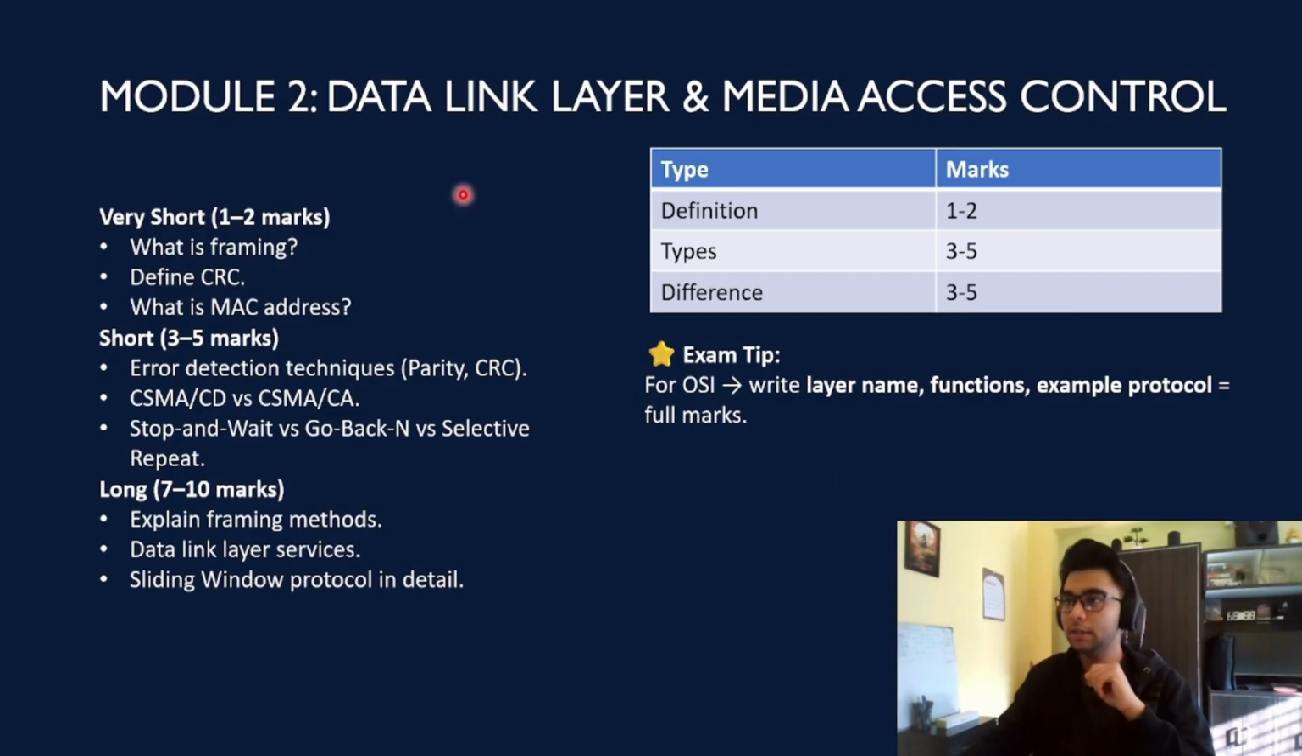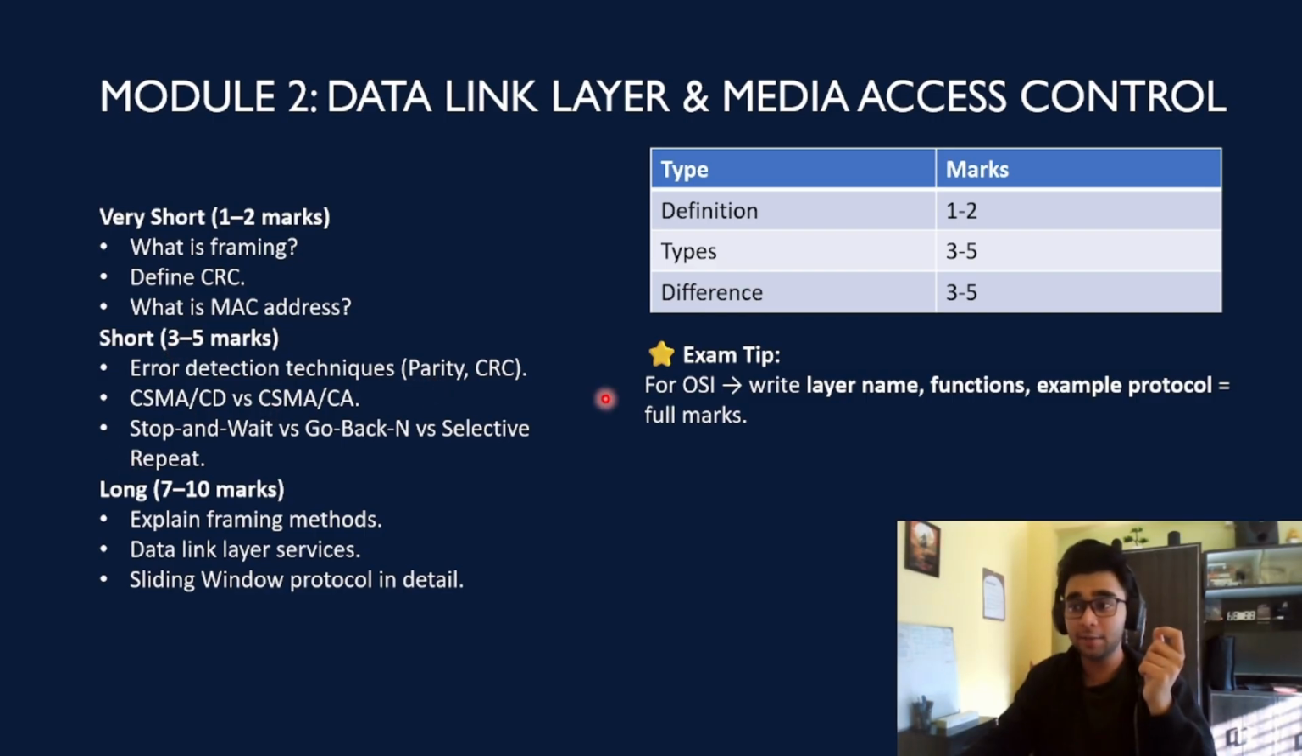Now, module 2, data link layer and MAC layer. Here you would get short questions like what is MAC address, what is framing, define CRC. Then for medium marks questions, you would have error detection techniques, and you could get a numerical from here too. That would range around 3 to 5 marks.